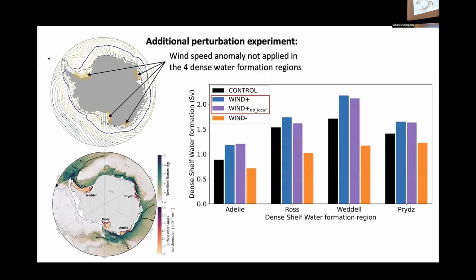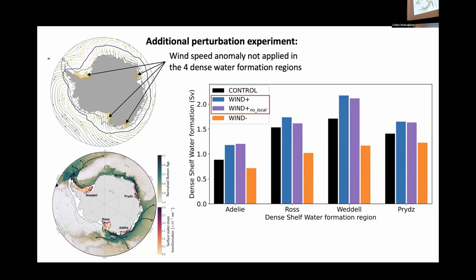Okay, and so what you can see here, this bar plot represents the 4 dense water formation regions around Antarctica. If we go from black to blue, that's as we increase our winds. You can see that as we increase the winds, we get more dense water formation in each of those 4 regions. And if you compare the blue to the purple, the purple is where we don't change the winds in these yellow regions, but we do change them everywhere else.